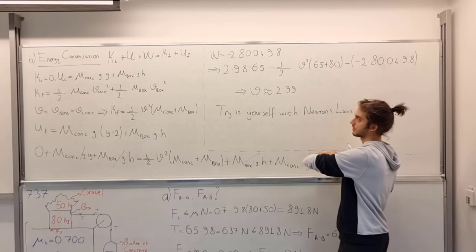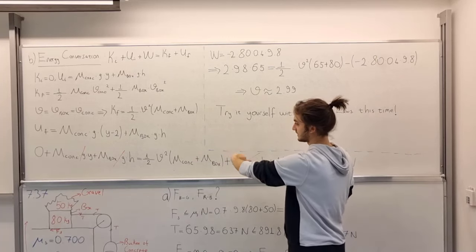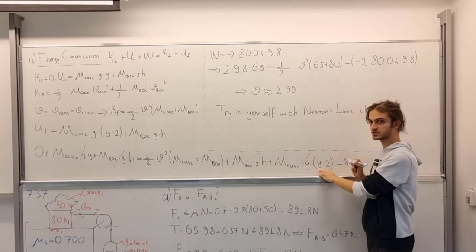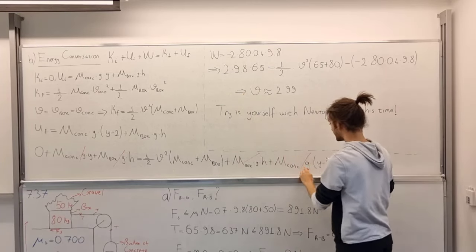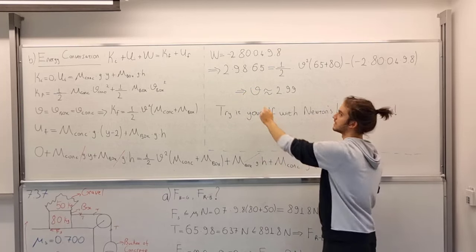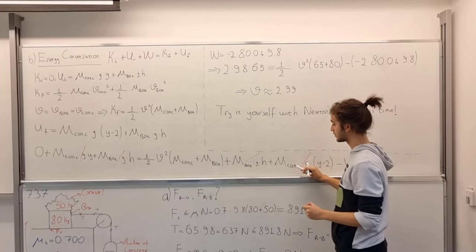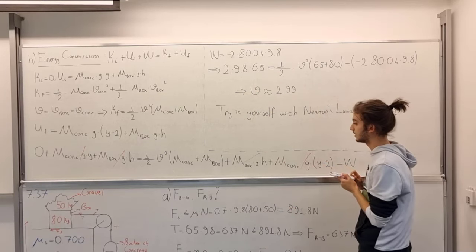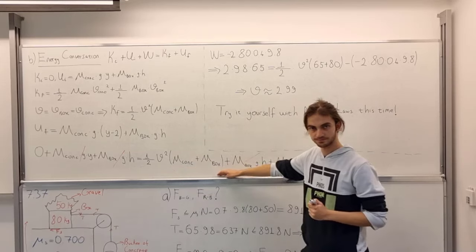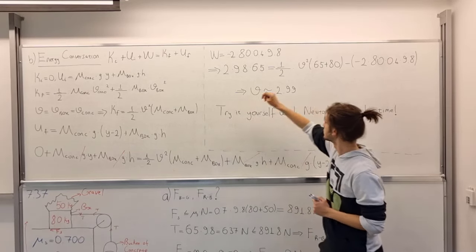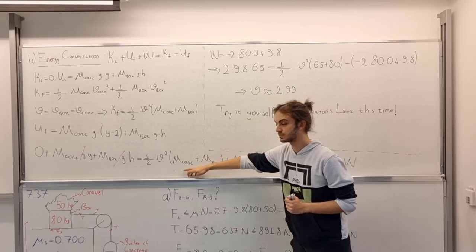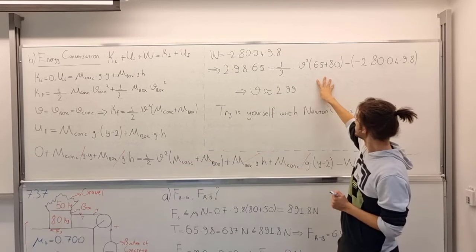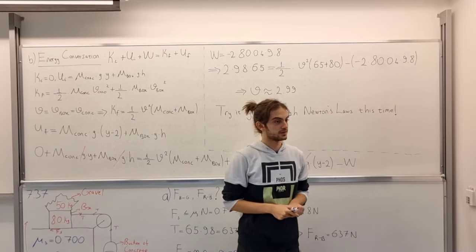So I just take it to the left hand side. Then we have 2, because this minus 2 becomes plus 2 there. This g is 9.8, as you can see, and the mass of concrete is 65, okay? Equals 1 half v squared times, in parentheses, the summation of the masses we have, minus the total work.